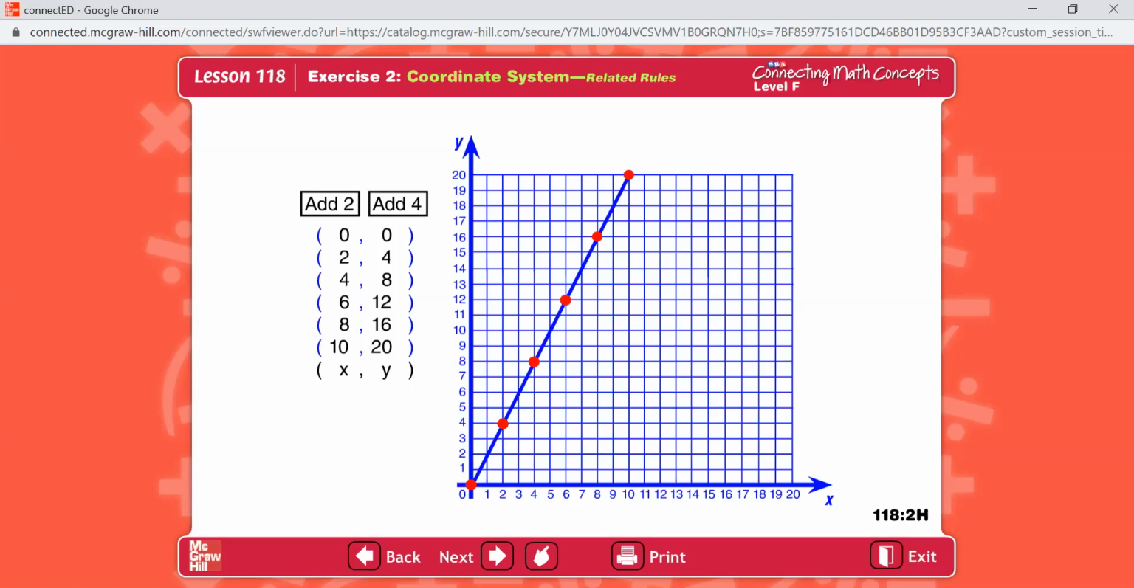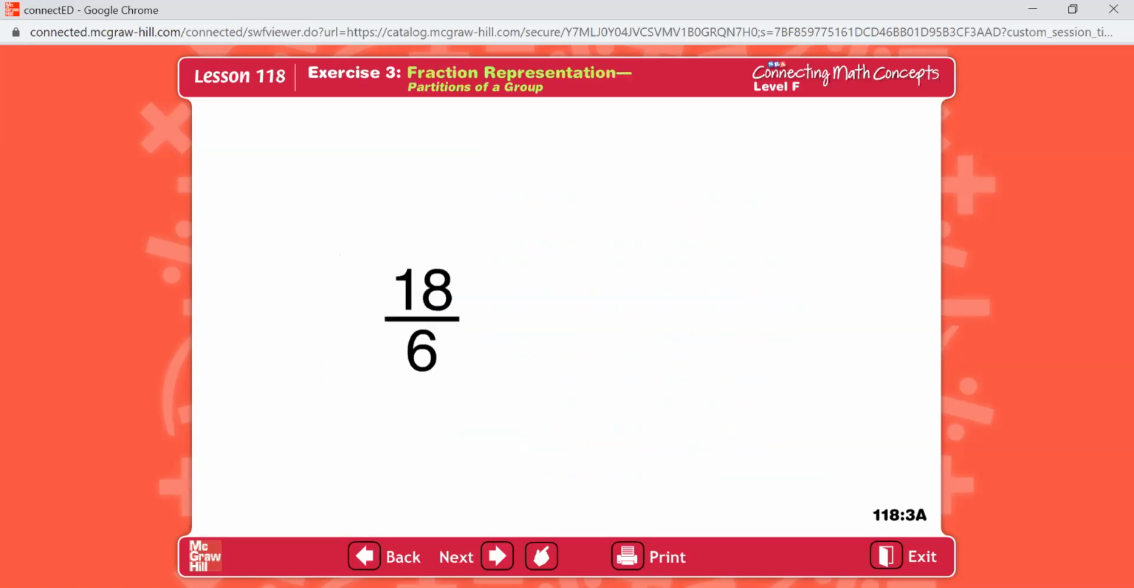Let's switch gears to fraction representation. Read this fraction, 18/6. Again, this fraction reads 18/6. We can rewrite 18/6 as 1/6 times 18. Now we have 18/6 equals 1/6 times 18. This side is equal to this side.